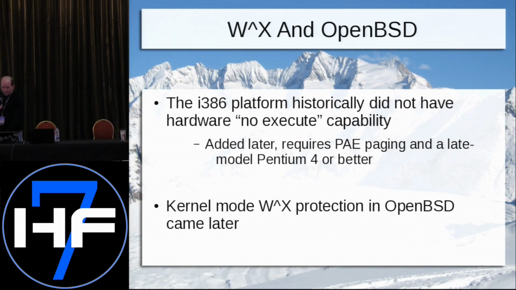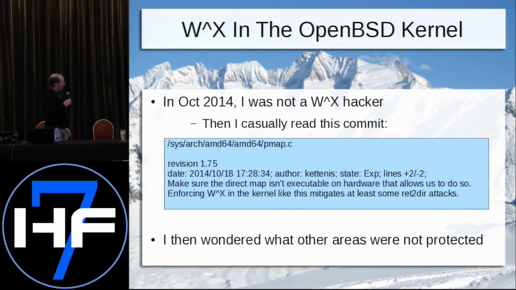And it all came about, at least for the purposes of this talk, back in October of last year. Way back in October 2014, I was not a W^X hacker. I knew what it meant. I knew that we did some W^X stuff, but I really didn't care too much about it. And when I was reading the commit logs, I came across that commit: make sure the direct map isn't executable on hardware that allows us to do so. Enforcing W^X in the kernel like this mitigates at least some ret2dir attacks. That's return to the direct map. It was a security exploit.